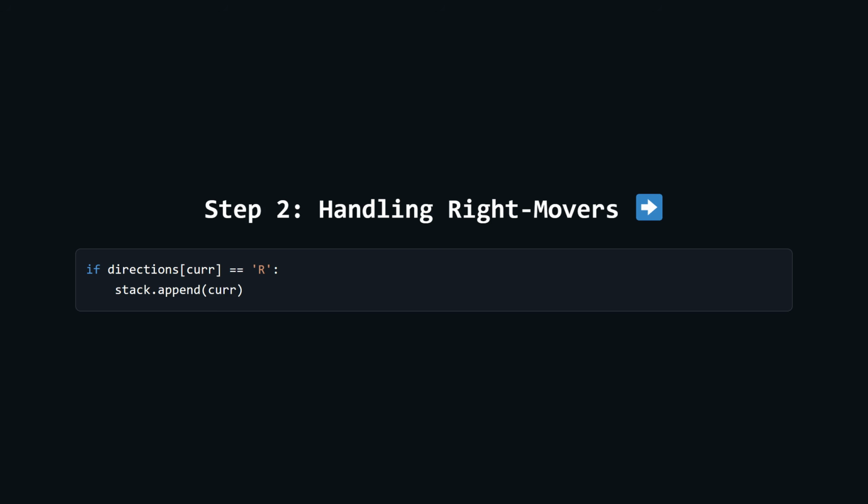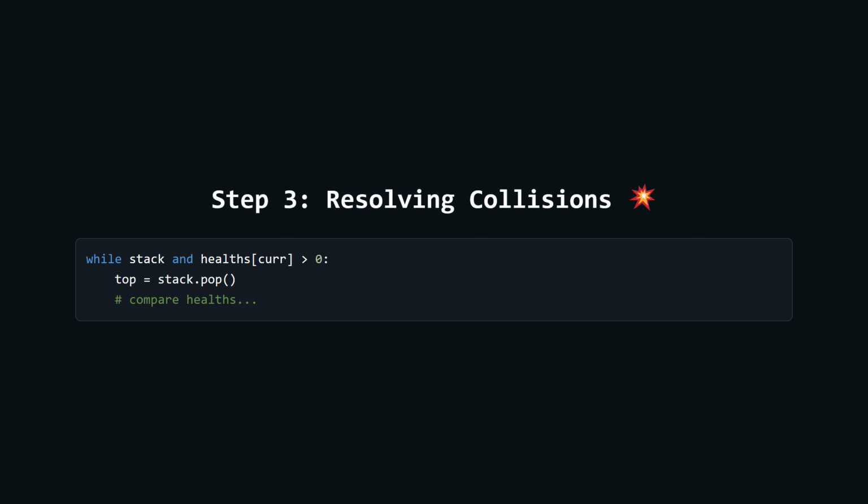If a robot is moving right, it can only collide with robots to its right. We add it to our stack and wait for a left mover to come along. When we find a left-moving robot, it potentially smashes into every right-moving robot in the stack. We keep popping from the stack and comparing health until the left-moving robot is destroyed or the stack is empty.